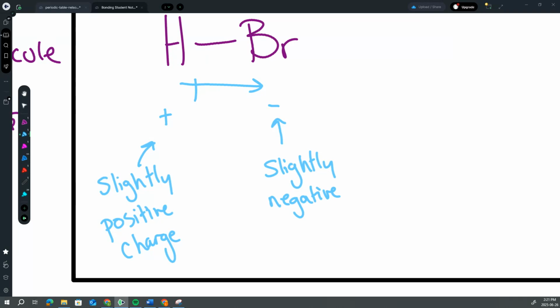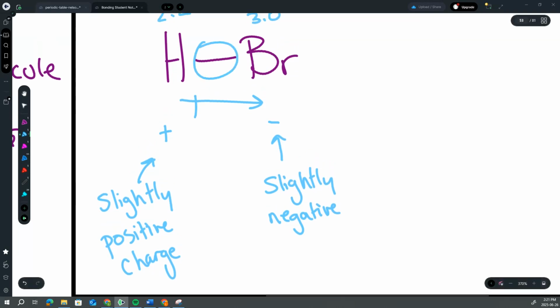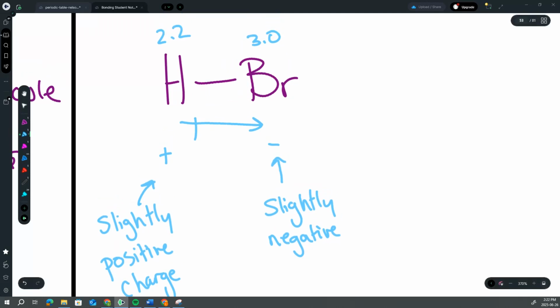And the reason why I'm saying it's slightly positive, slightly negative, is because the electrons in this bond are still being shared between hydrogen and bromine, just because it is a covalent bond, and electrons are shared in covalent bonds. But because of the difference in electronegativities, it's a polar covalent bond, which means that the electrons in this bond are slightly more skewed towards the bromine side of the compound.